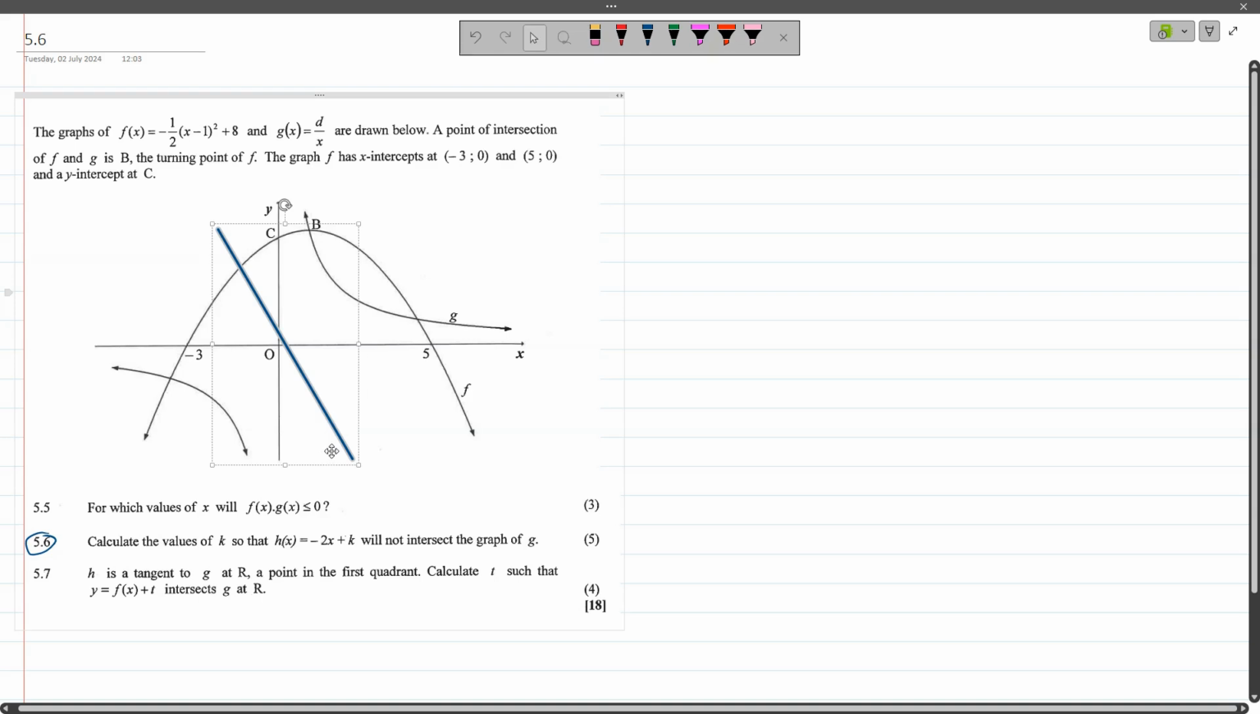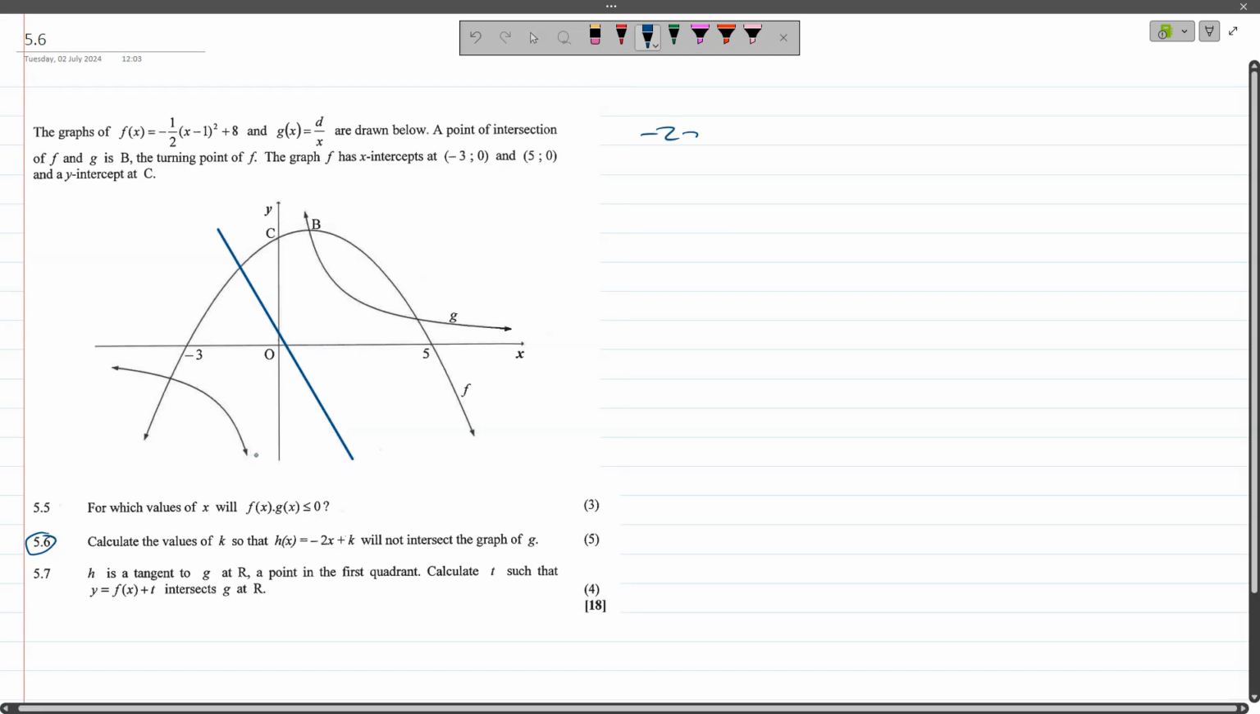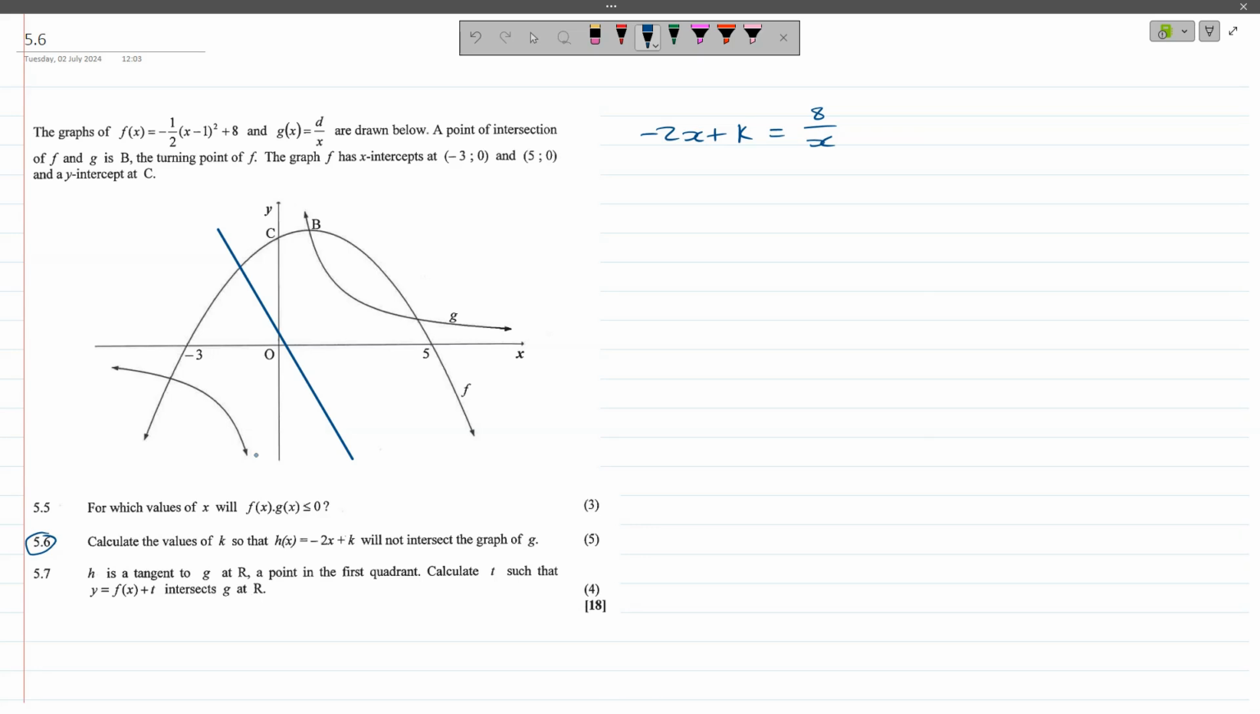So in order to figure this out, we need to first equate the two functions and find out where they meet. So we have minus 2x plus k is equal to 8 over x, since we decided or calculated that d had a value of 8. Then we want to know at what x values will these points meet.